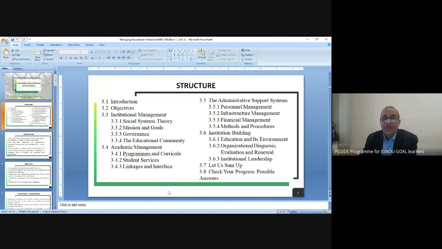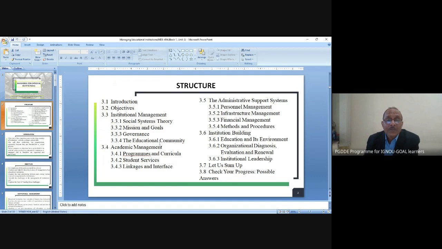Okay, yeah. In this unit we are going to talk about institutional management. What are the things involved in institutional, various social systems theory? What is the theory involved in the social system theory? What are the mission and goals of the institution? What are the governance issues involved in the institution?